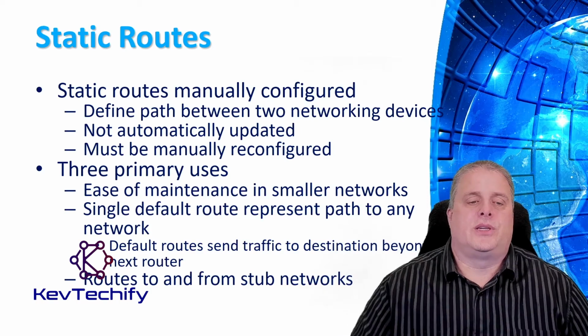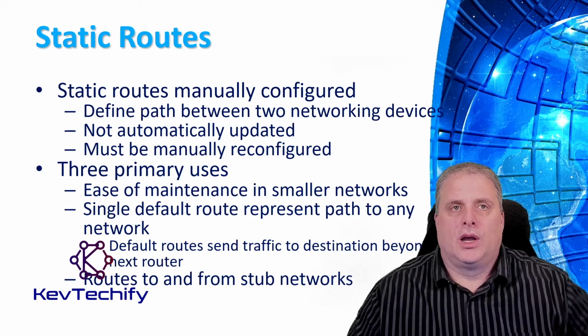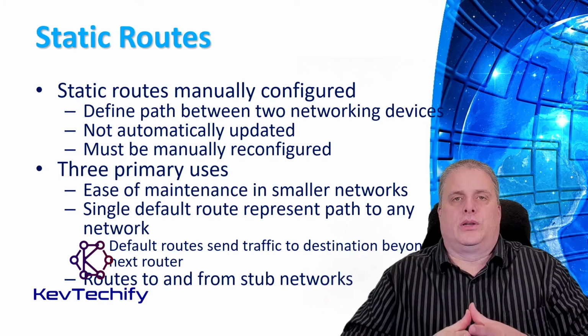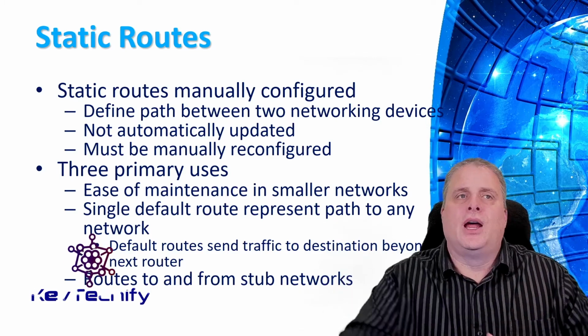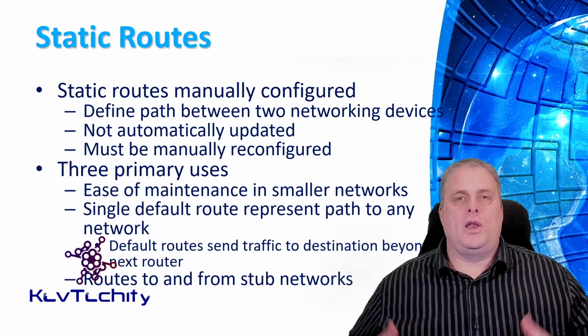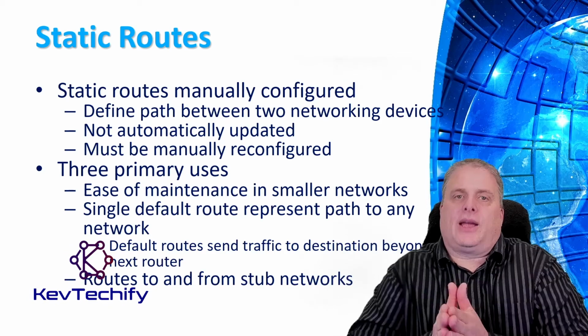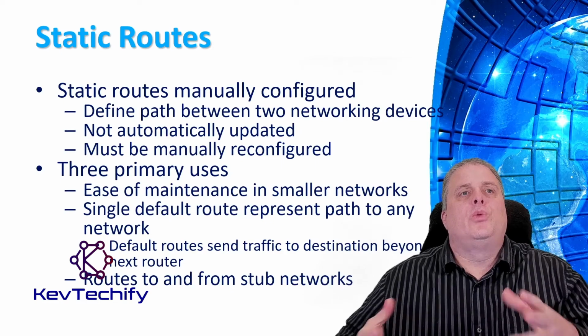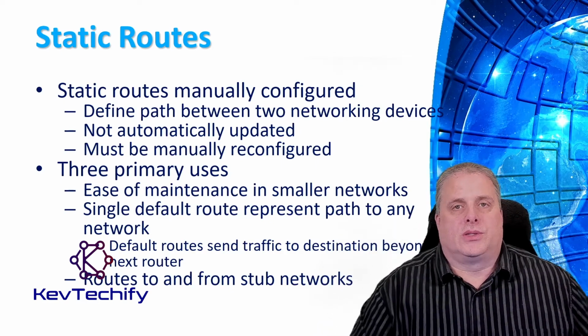And the third use is routes to and from stub networks. A stub network is a network accessed by a single route. So there's only a single route that points to it, and the router only has one neighbor. You can kind of think of this as maybe like a branch office or something like that. And that's where you'd want to set up these static routes.